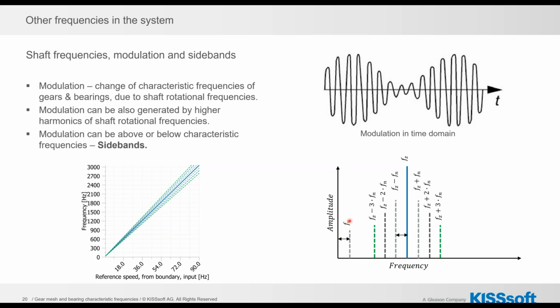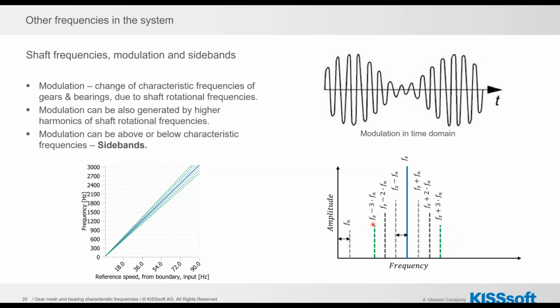If we look at this diagram here, we have Fn, which would be the shaft rotational frequency. We have Fz, the gear mesh frequency, and now the Fz modulated by the first harmonic of the shaft would result in this sideband, and as mentioned, the modulation can be above or below the characteristic frequency, so we get those two sidebands. With the second harmonic, we would get those two sidebands, and with the third, we can get those.